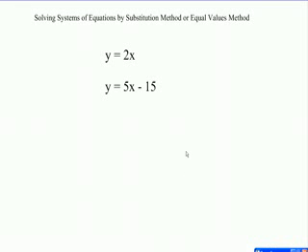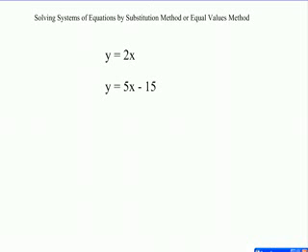Welcome to solving systems of equations by substitution method or equal values method. When we have two equations with two variables, we can find the solution to those equations. So let's go about it here.